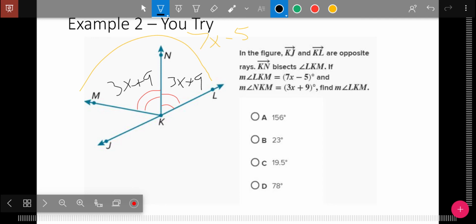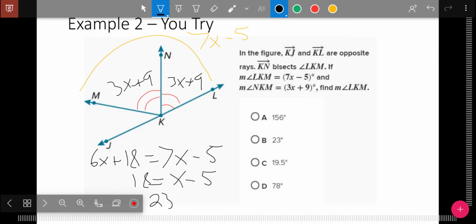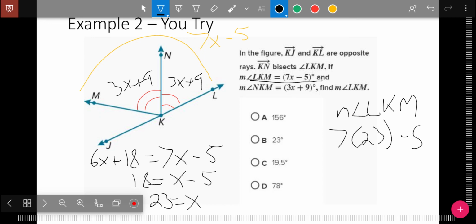And so I'm going to add those together. I'm going to say it's 6x plus 18 equals 7x minus 5. I minus the 6x over. I add the 5 over. Now for the measure of LKM, I have to plug in. LKM was right here. 7 times 23 minus 5 is 161 minus 5 is 156.